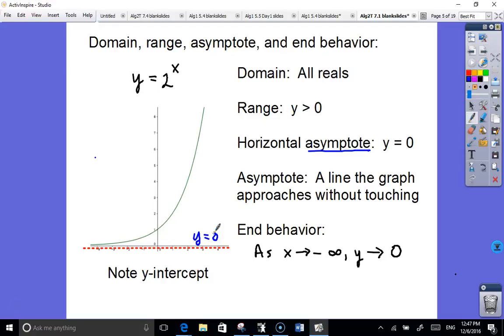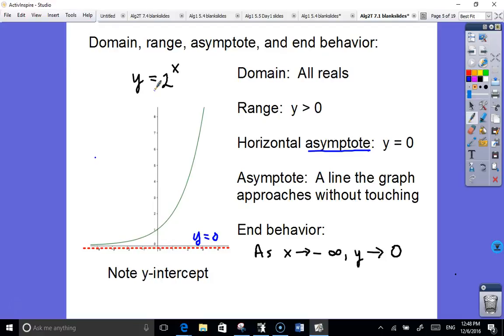Okay? So the domain of an exponential function is all real numbers. There's nothing that you can't plug in. There's going to be no issues, no dividing by zero, no square roots of negatives. It is going infinitely to the left and infinitely to the right. The range is y is greater than 0. It's not greater than or equal to because it can't touch that line. The horizontal asymptote is y equals 0.